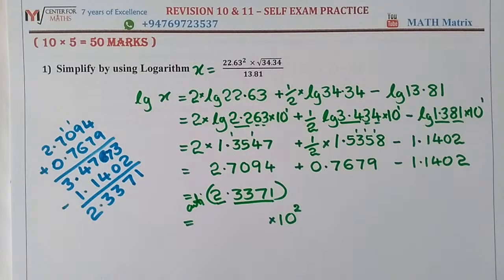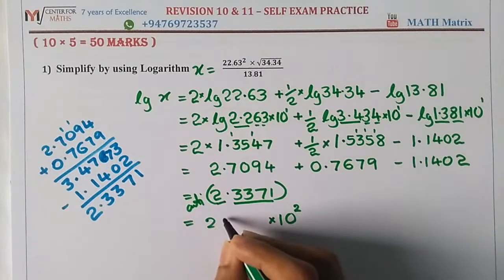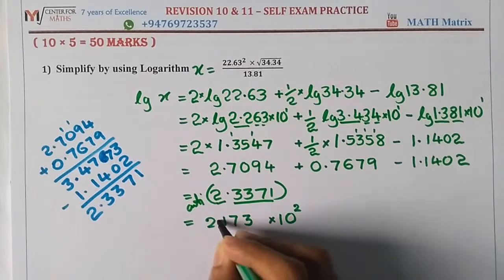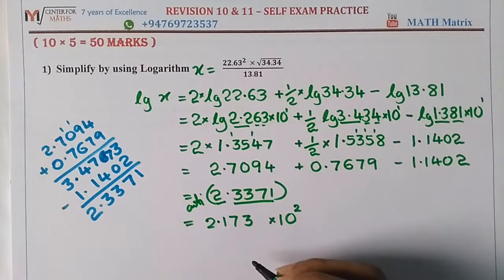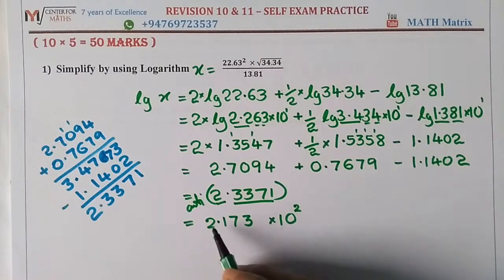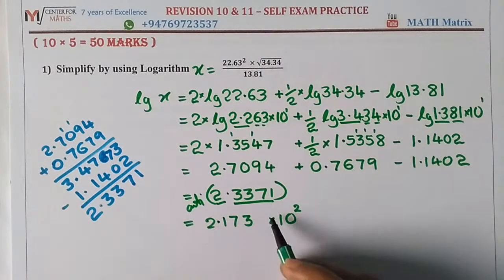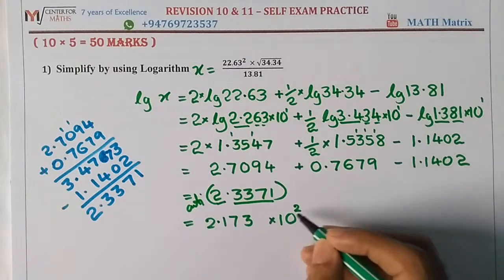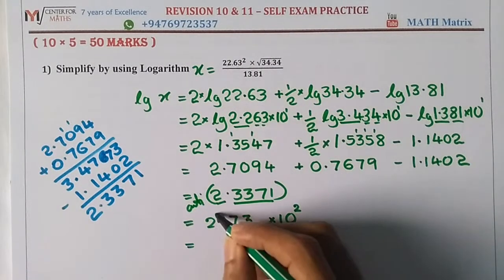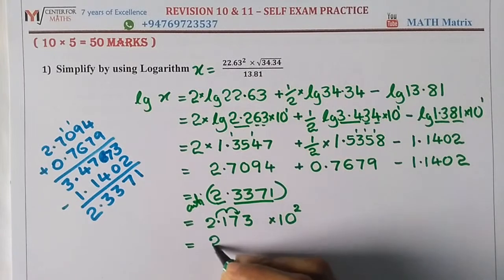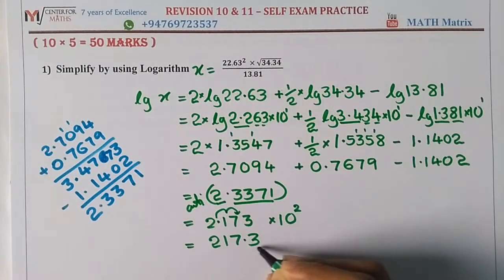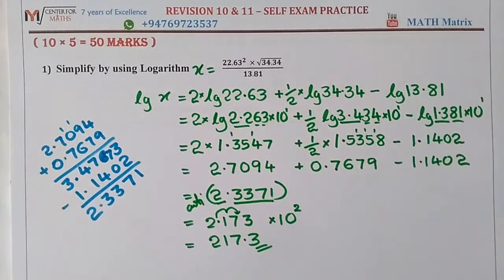2173. Definitely we have to mark one whole number, right? Okay, fine. We have to keep one whole number, and the rest we have to write them in decimals. So multiplying by 10 to the power 2 means we have to move 2 places. Then the final answer is 217.3. Fine. So that's the trick.